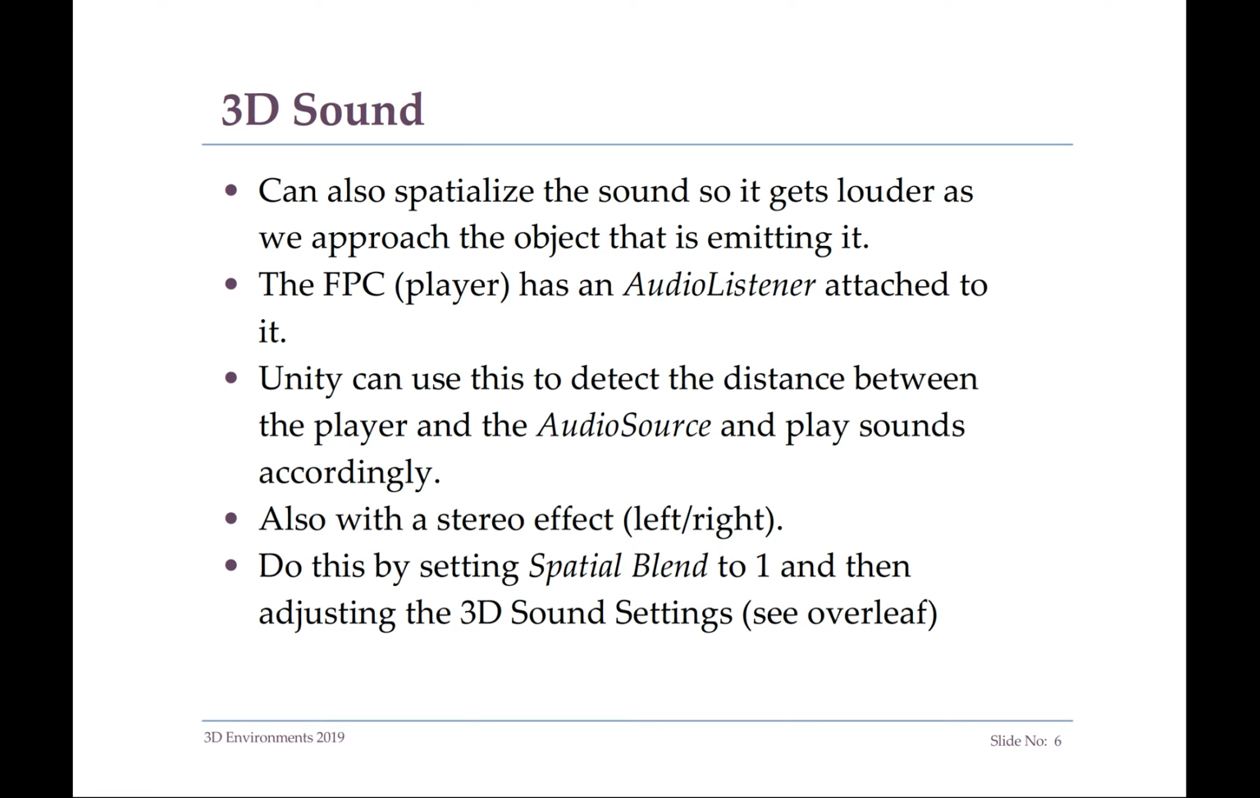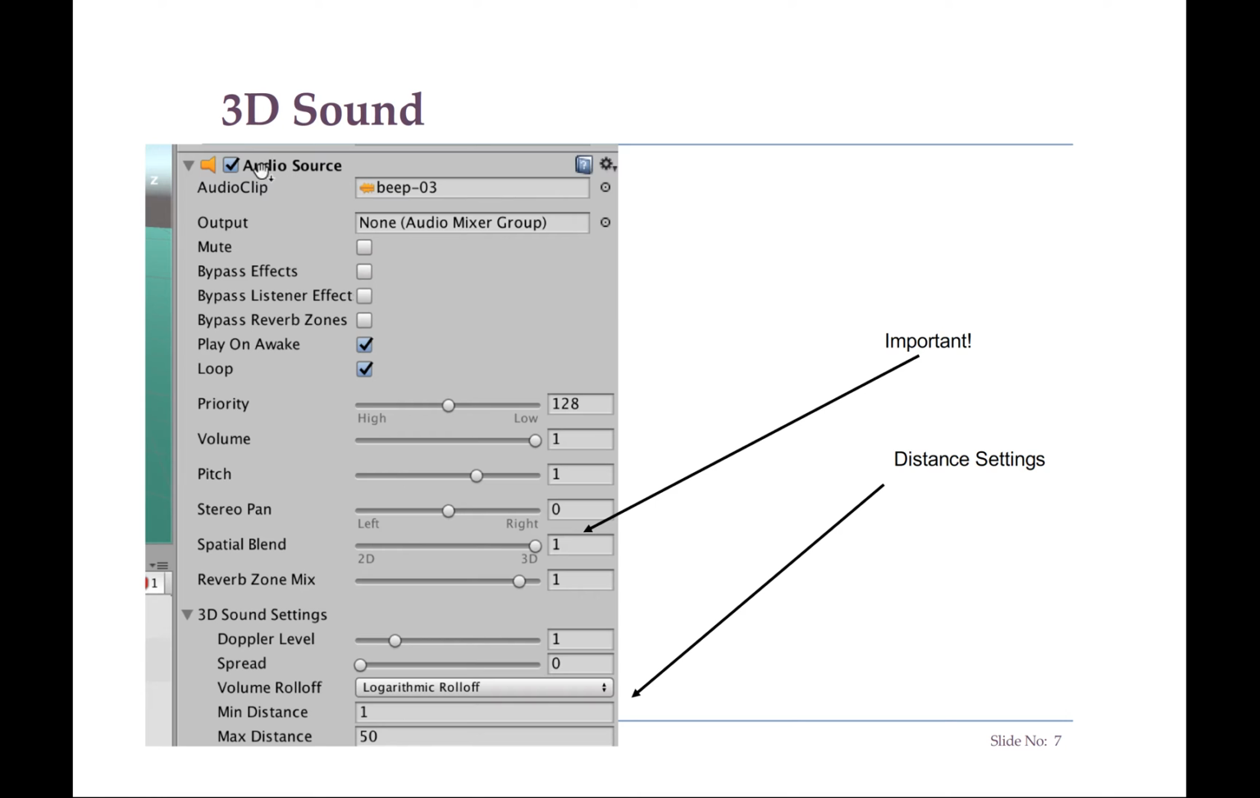So what does this audio listener do? Well, basically Unity uses an audio listener to detect the distance between the player and the audio source, and then can play the sound accordingly, i.e. play it louder or play it quieter. And it also can add left-right stereo effects. Now we control this by setting something called a spatial blend within the 3D sound settings. So within the audio source, down here, there's a field called spatial blend. By default, that's set to 2D. And effectively what that means is that the sound will be played at the same volume wherever you are within the scene. If you roll this over to 3D, however, it means it will just use proper spatialized 3D sound for that particular audio source.